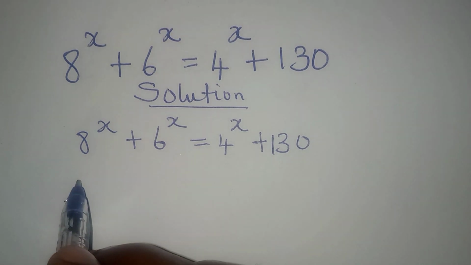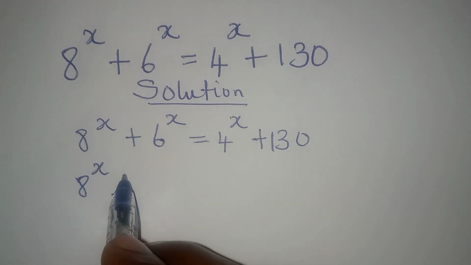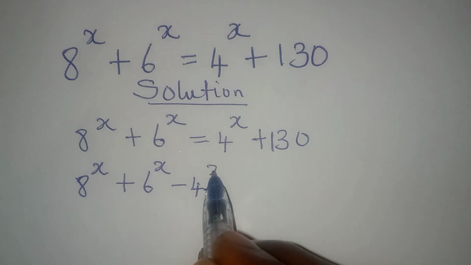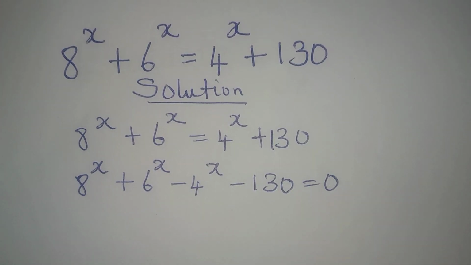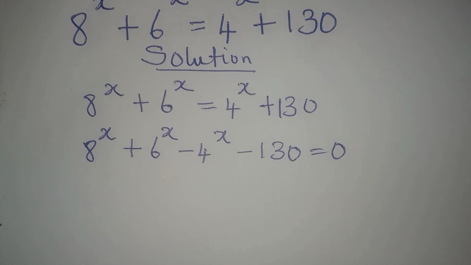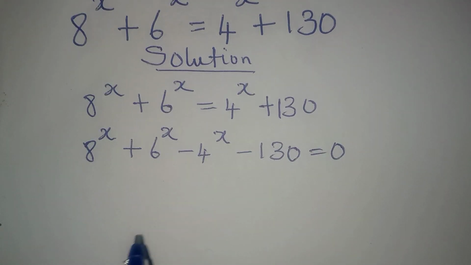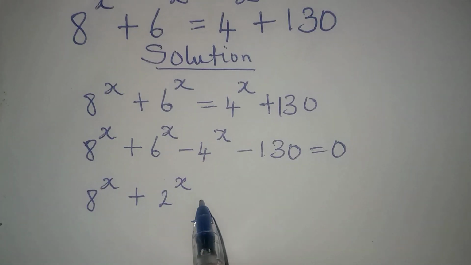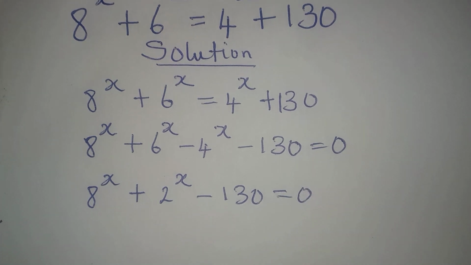The first thing I'm going to do is to bring everything to the left. So I have 8 to the power of x plus 6 to the power of x minus 4 to the power of x minus 130 is equal to 0. And then if I have 6 to the power of x minus 4 to the power of x, I can have 2 to the power of x, right? So 8 to the power of x plus 2 to the power of x minus 130 is equal to 0.